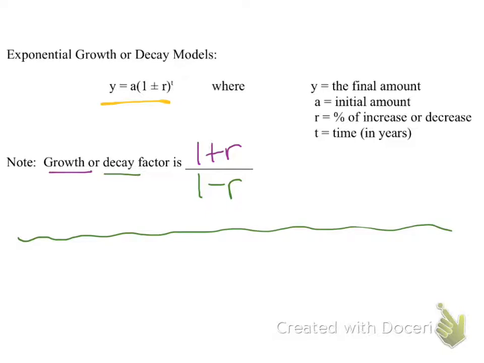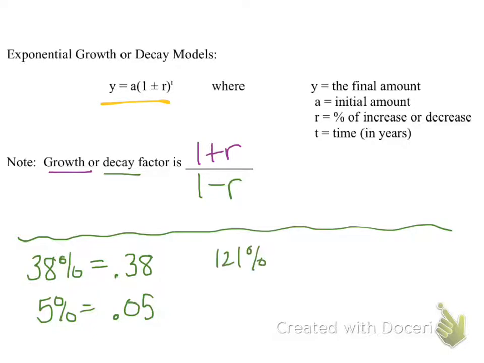Let's review for a minute, changing percentages into decimals. If I have 38%, what is that as a decimal? Yep, 0.38. If I have 5%, remember you're moving the decimal point 2 places to the left, so that's going to be 0.05. 121% is going to be 1.21 as a decimal. And if we had something like 6.8%, that would be 0.068.